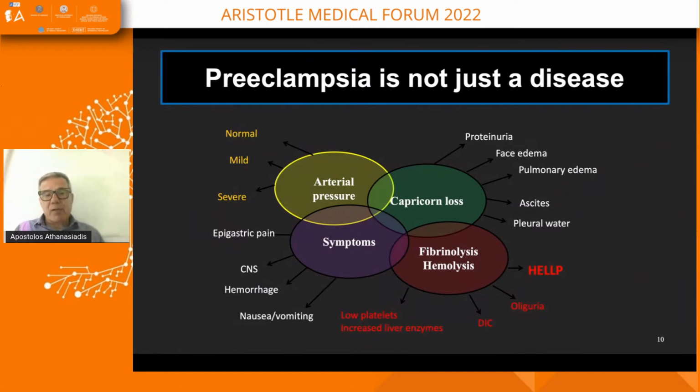We have arterial pressure. We have symptoms from the central nervous system, from the gut, and hematological disorders. We can also have fibrinolysis and hemolysis, which we call HELLP, a disaster for the pregnancy, and also capillary leak that will cause face edema, proteinuria, and pulmonary edema.